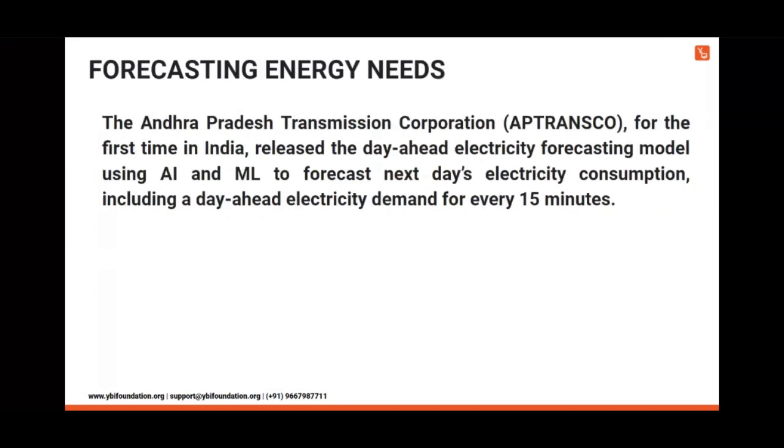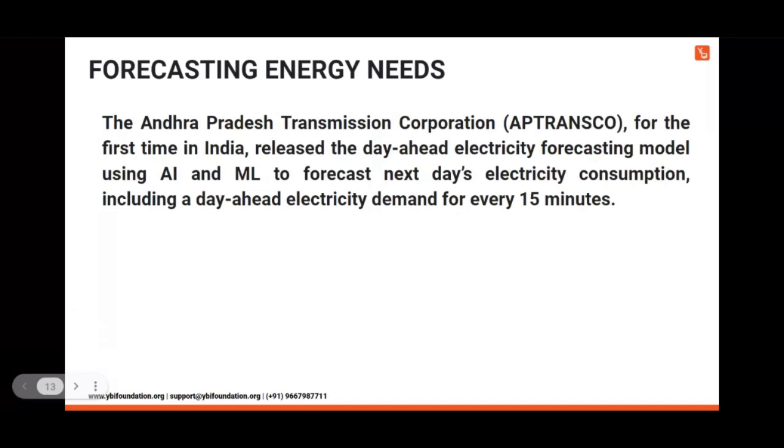Another one is the Andhra government forecasting the energy need. Andhra Transmission Corporation, for the first time in India, started predicting using AI and ML techniques. It can be either one or a mixture of AI, ML, and deep learning. So it is a next day prediction of your electricity demand, and that too at an accuracy of 15 minutes each, right? It's not an average for a day or an average 24-hour energy consumption. No, it's an average of a 15 minutes duration.